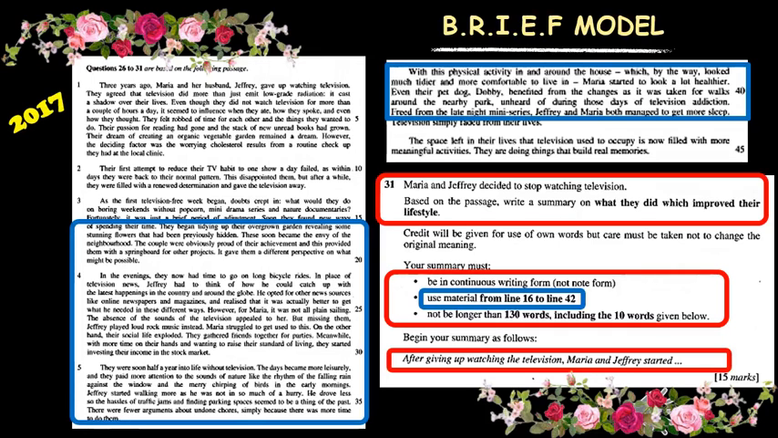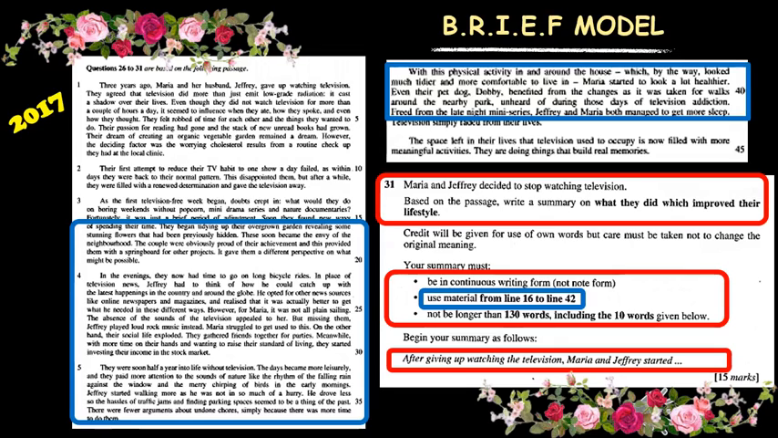Let's look at an example. Okay, I'm using the 2017 comprehension paper, but don't worry about the content. I'm just showing you the method, not really answering the question. By now you should know how to answer the question already. So now, using the BRIEF model, let's see. First thing, you box. It means you box the question first. Can you see, Maria and Jeffrey decided to stop watching television. Based on the passage, write a summary on what they did which improved their lifestyle.